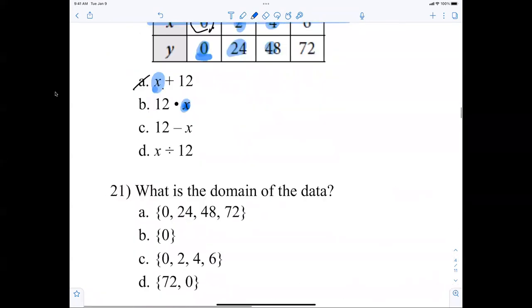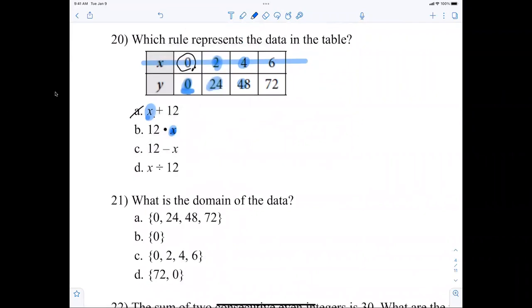What is the domain of the data? We just talked about that. What is the domain? The domain are the what? X values. Put that down now. Domain is the X values. What are the X values in the table? Yeah, 0, 2, 4, 6. That's all there is to it. All right, domain are the X values, range are the Y values. That's it.